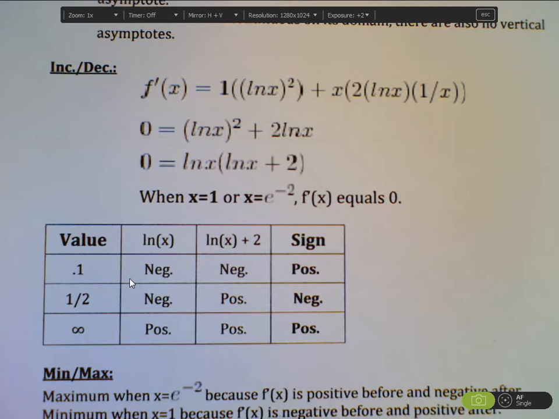Go ahead. How do you solve for e to the negative 2x? Okay, well, you know that there's two things here. There's ln x, and then there's ln x plus 2, right? So the first one equaling 0, you know that's when x equals 1, correct? So the second one, you're right. How did she do that? You could ask that question.